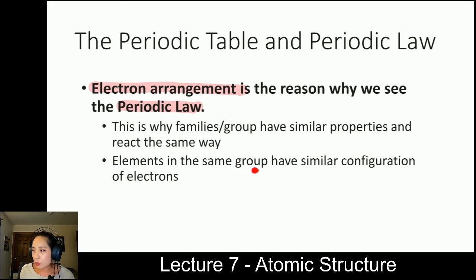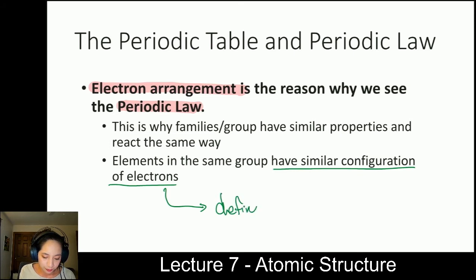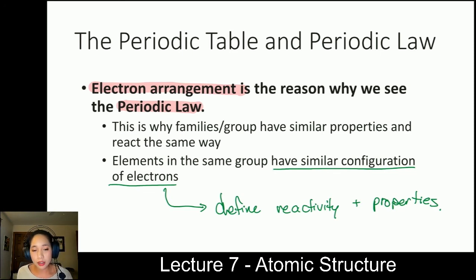Elements that are within the same group, so if you look at group 5A, nitrogen and phosphorus, those 2 elements are in the same group and have similar configurations of electrons. So this is where electrons come into play. Protons define what element it is, but it's electrons that define reactivity and properties. Chemistry really is the study of electrons, and how electrons move around within reactions, how they move between different atoms in chemical compounds. Chemistry really focuses on electrons.